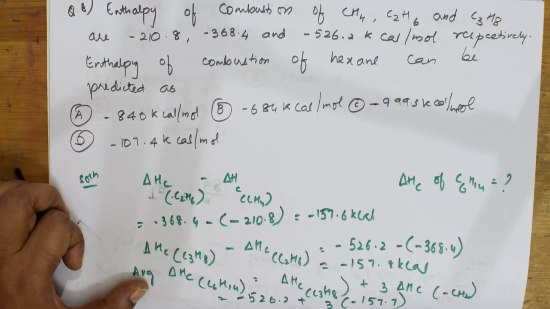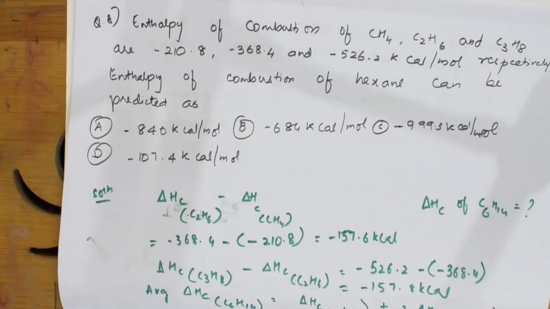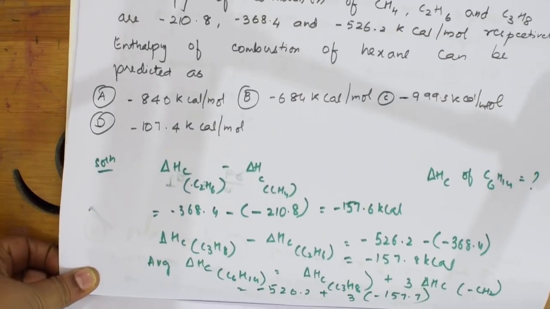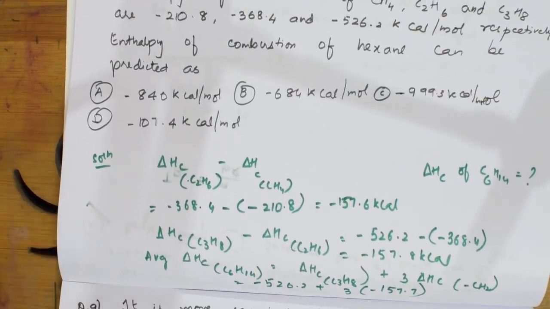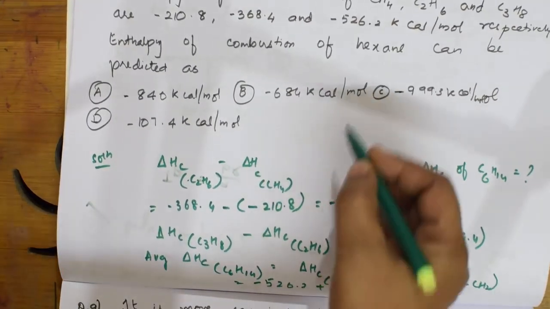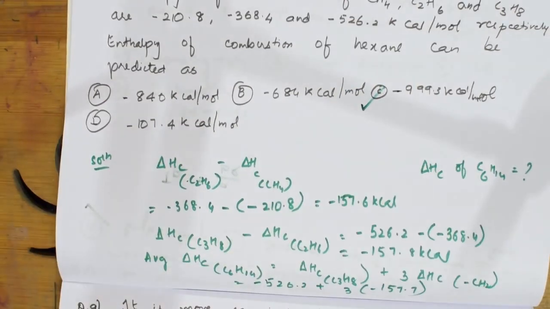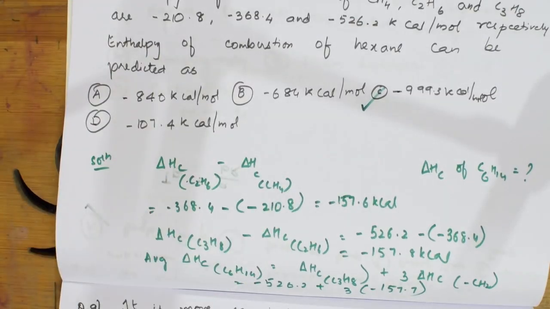Just solve it, students. So when I solve this particular question, right? After solving all this, I got a correct answer of minus 993.3 kilocalories per mole. So do the calculation, students. So I've done it, and finally the answer which I got is option C. Let's come back and do the next question.